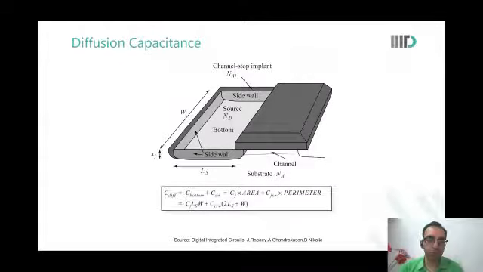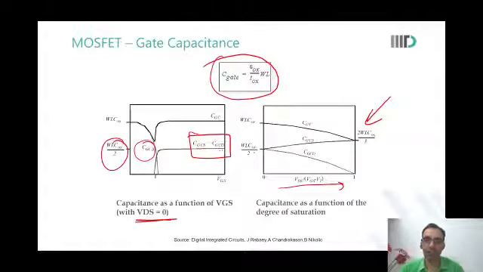So now we come to the diffusion capacitance. That was what you were asking. What is happening with the diffusion capacitance? Sir, I want to ask about the graph on the right side. I was not able to understand that. Yeah, tell me. Here we were saying CGD is decreasing and CGS is increasing. Why is that so, sir?